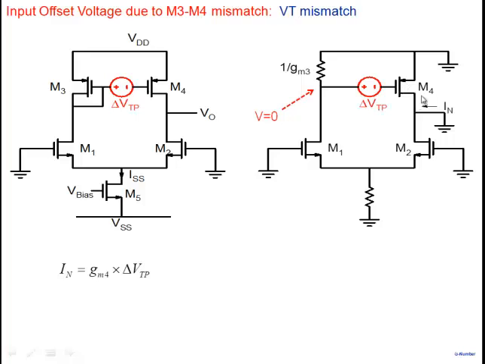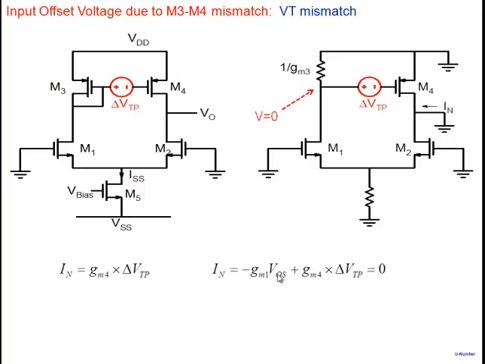Because how much is the current that flows? The current that flows through a transistor is gm VGS plus VDS by r0. How much is VDS? This is ground and this is ground, so the second term is not there. So I'm left with gm4 delta VT. So this source that you see here will cause a Norton's current of gm4 times delta VT.